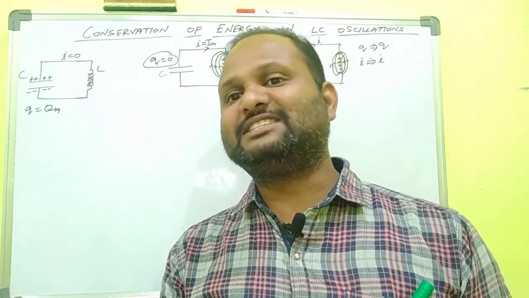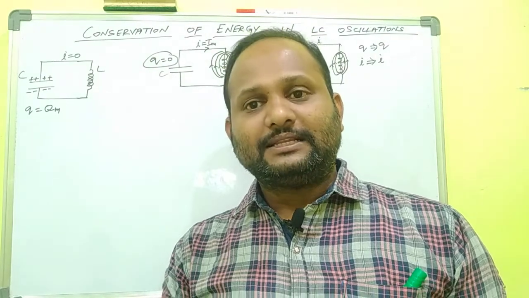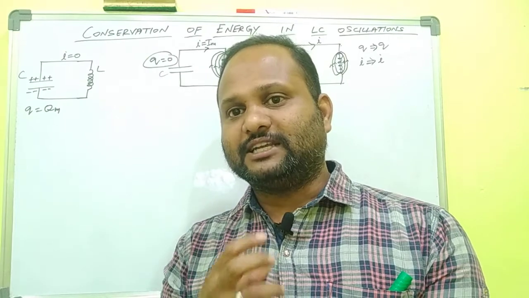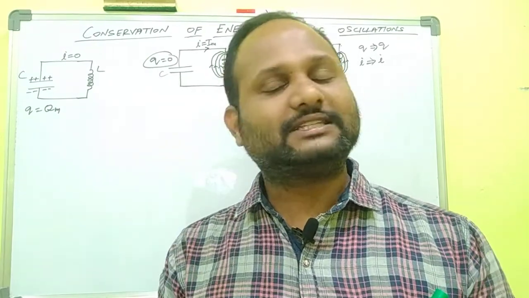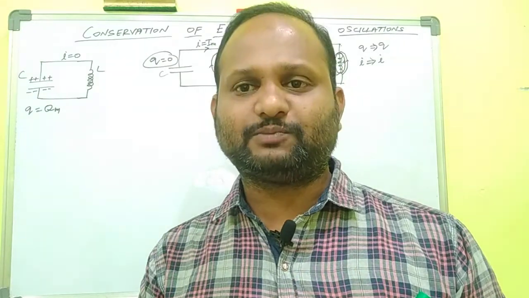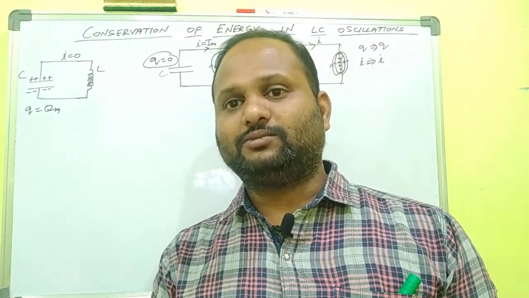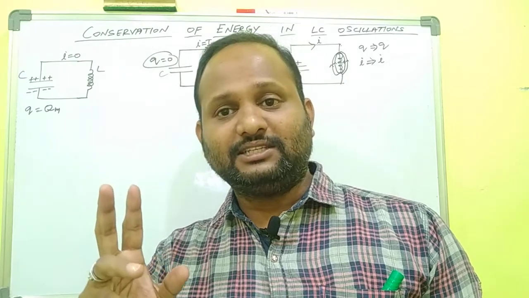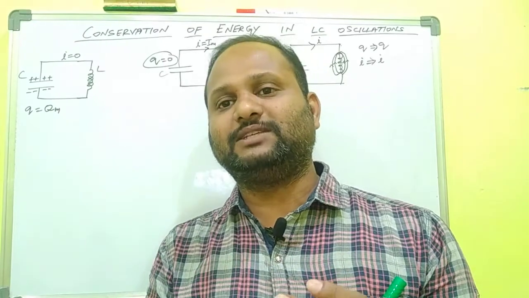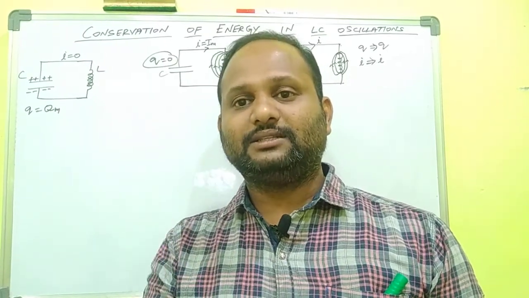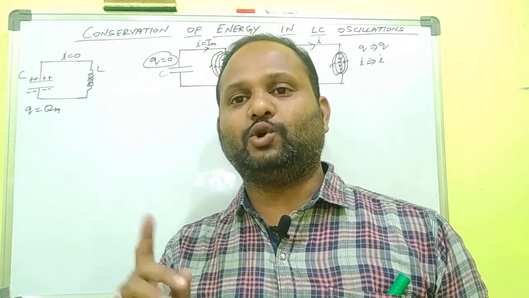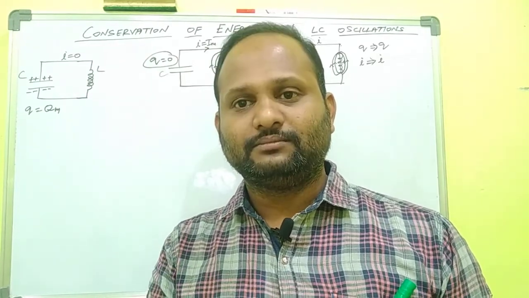oscillations. During LC oscillations in the LC circuit, the energy oscillates back and forth between the electric field of the capacitor and the magnetic field of the inductor. So the energy oscillates back and forth. The energy continuously varies with respect to time. But the energy changes from inductor to capacitor, capacitor to inductor. That is, energy transformation takes place with respect to time. But the total energy of the system remains constant. There is no change in the total energy of the system.